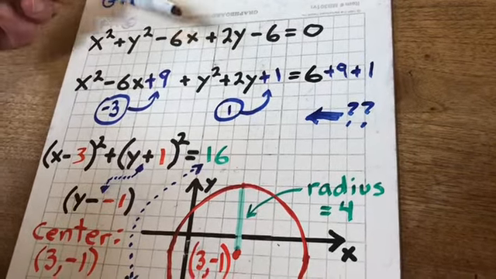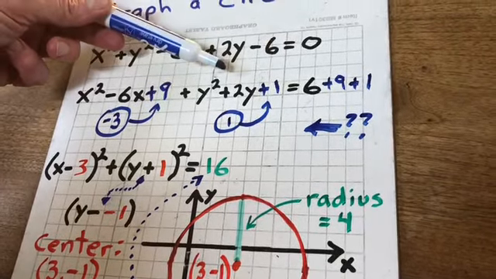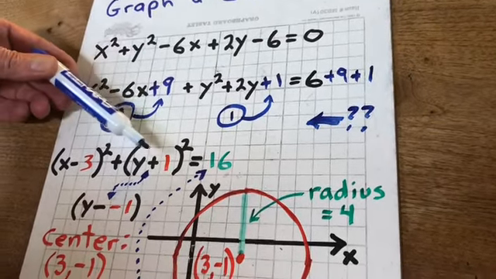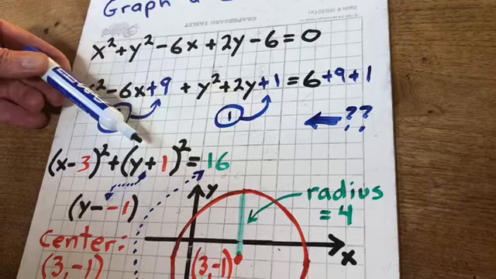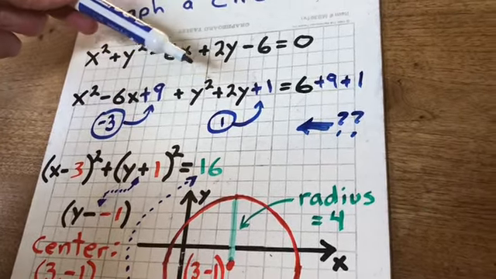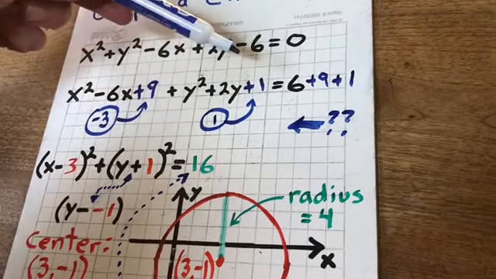All right, how about with the y's? Remember we took half of 2, which was 1. Look down here, y plus 1. If we squared y plus 1, we would end up with y squared plus 2y plus 1.